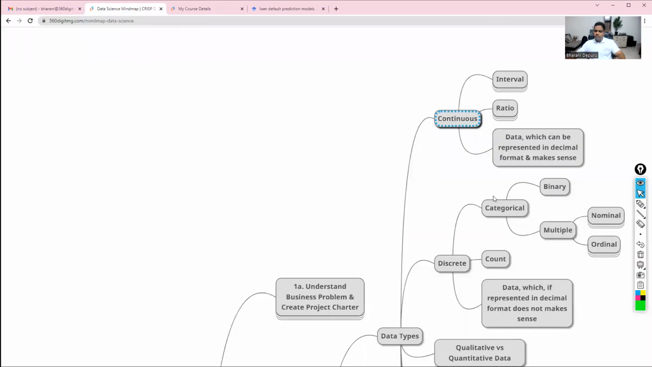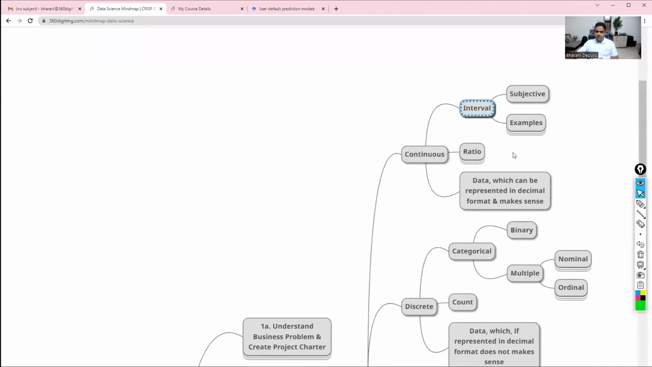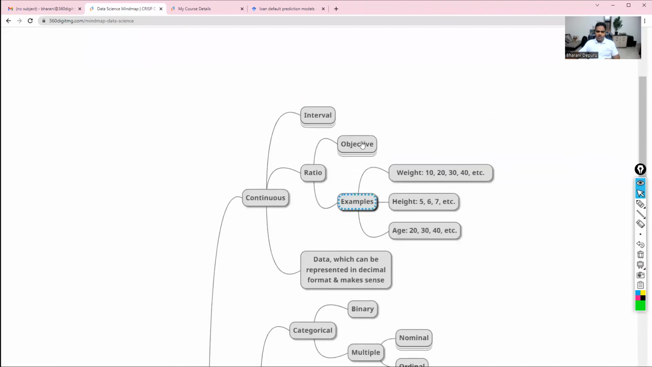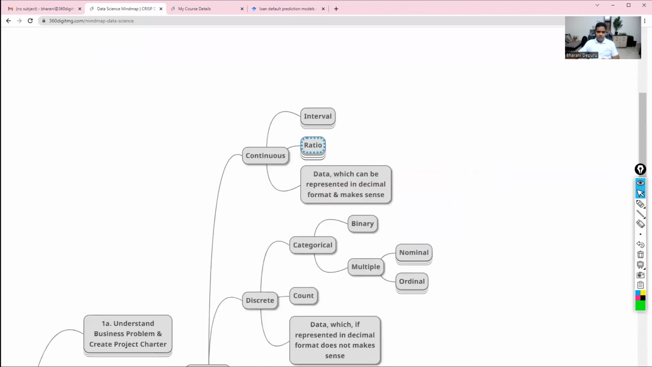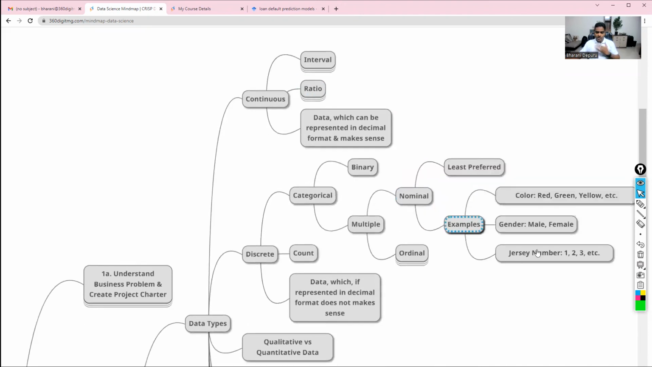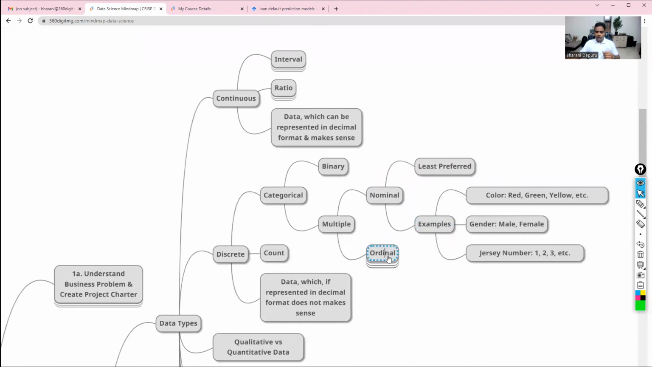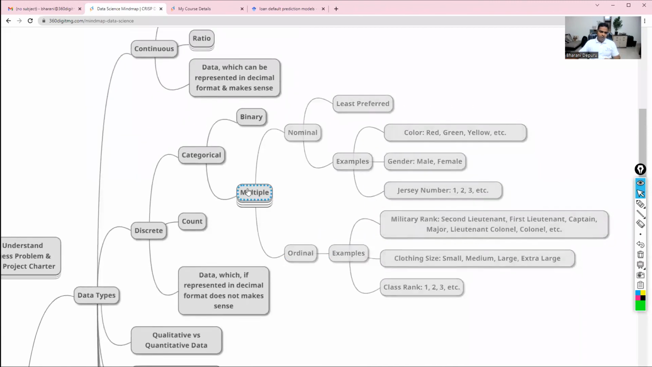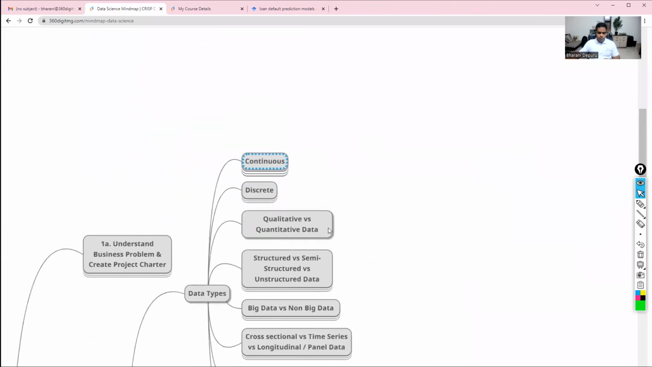Now let's get into this mind map. So we have interval data, which is subjective. A lot of examples are given. IQ level. When I say your IQ level is zero, it does not mean you don't have a brain, right? It means that your IQ level is low. So you have a lot of examples. You can go through that. Ratio data is objective, and it's the most preferred. You have examples pertaining to that. Then you have nominal data and the examples pertaining to that. Ordinal data, you have examples pertaining to that, okay? So you can go through the mind map to get a few more examples.